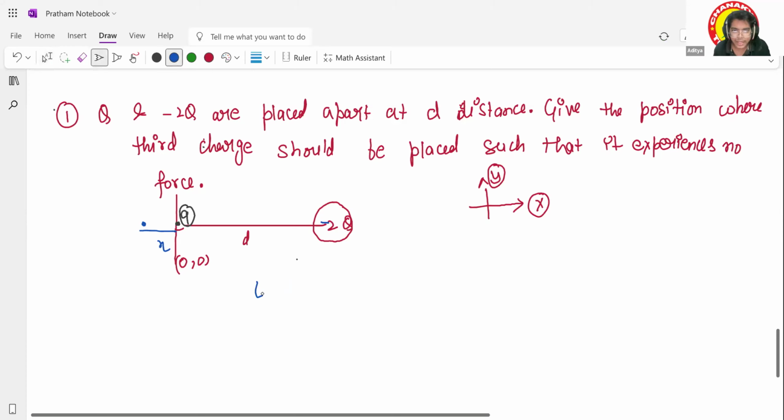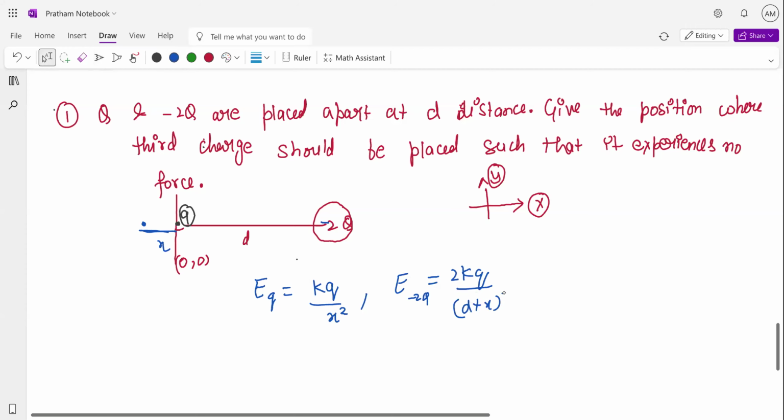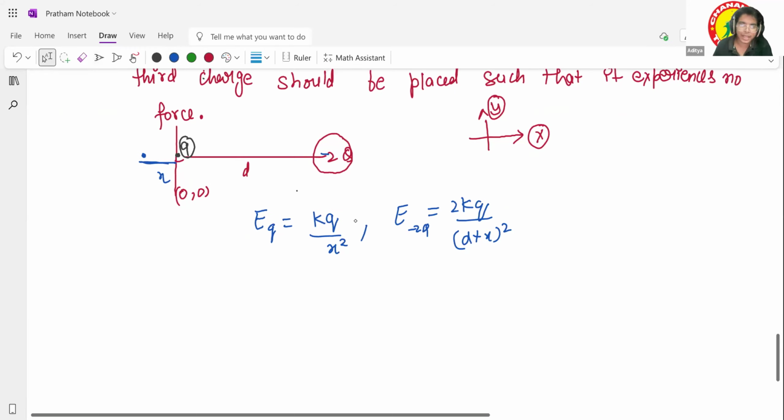The electric field due to q will be nothing but kq divided by x square, since the distance is only x. The electric field due to the bigger charge, minus 2q, is k 2q divided by (d plus x) square. Is it clear? The distance here goes very big. Now if I add both of them, the answer should come out to be 0.